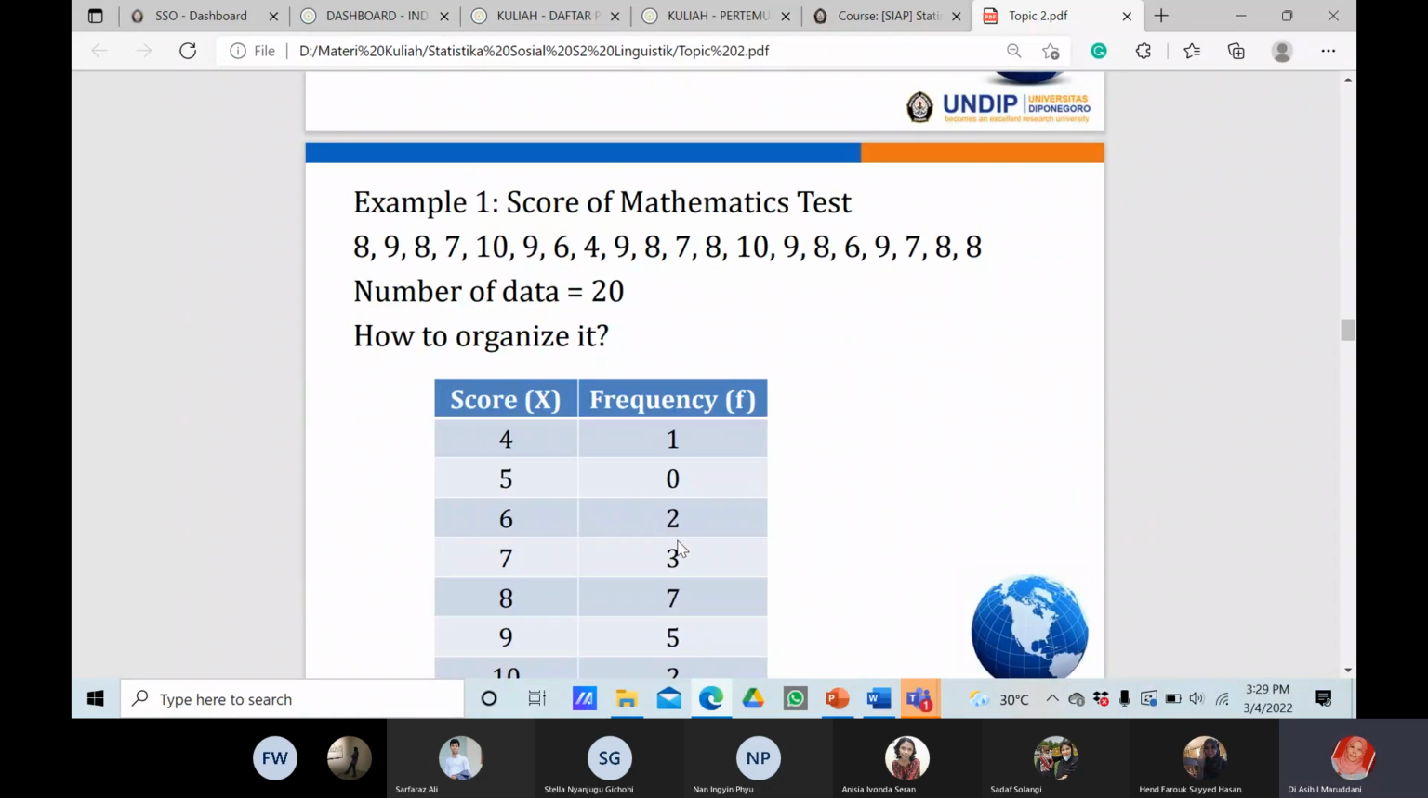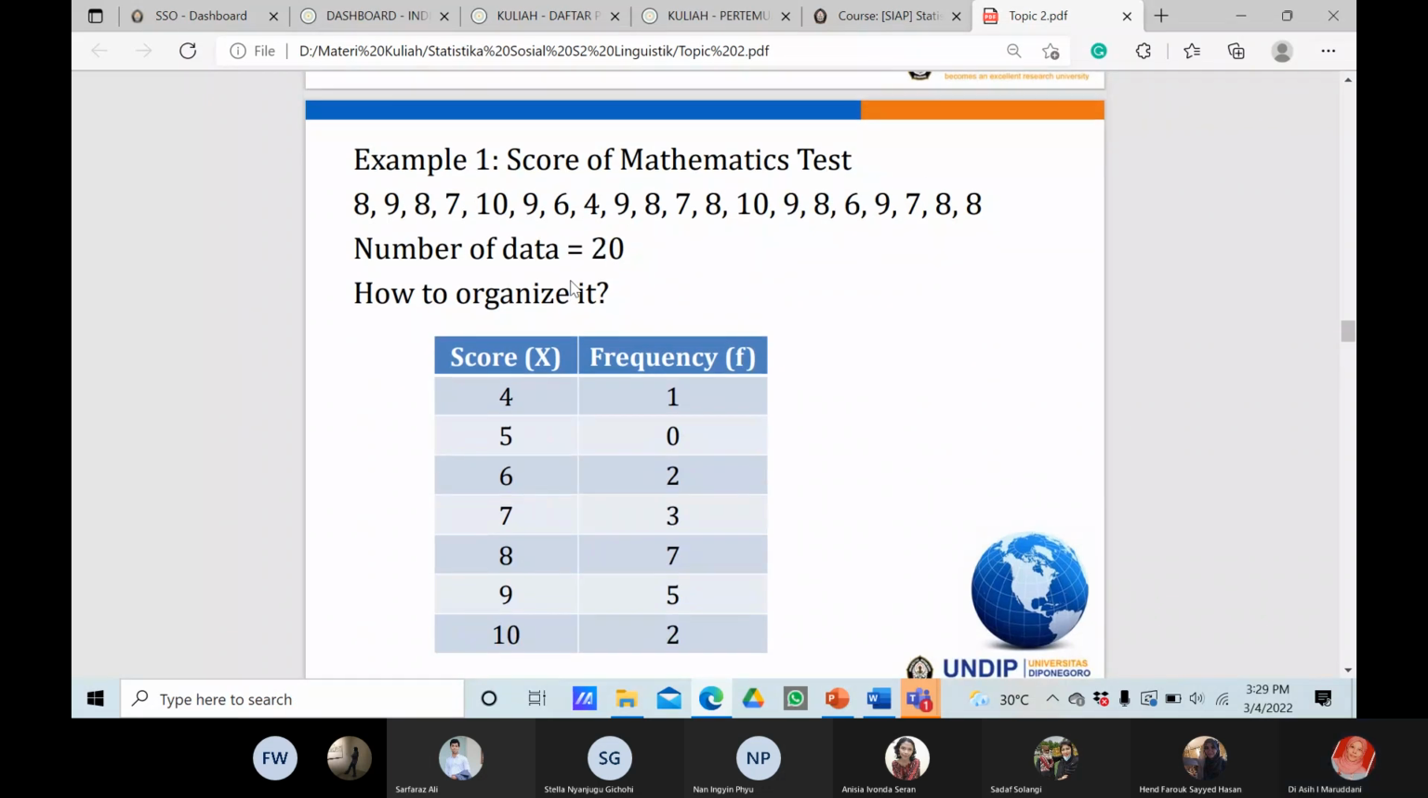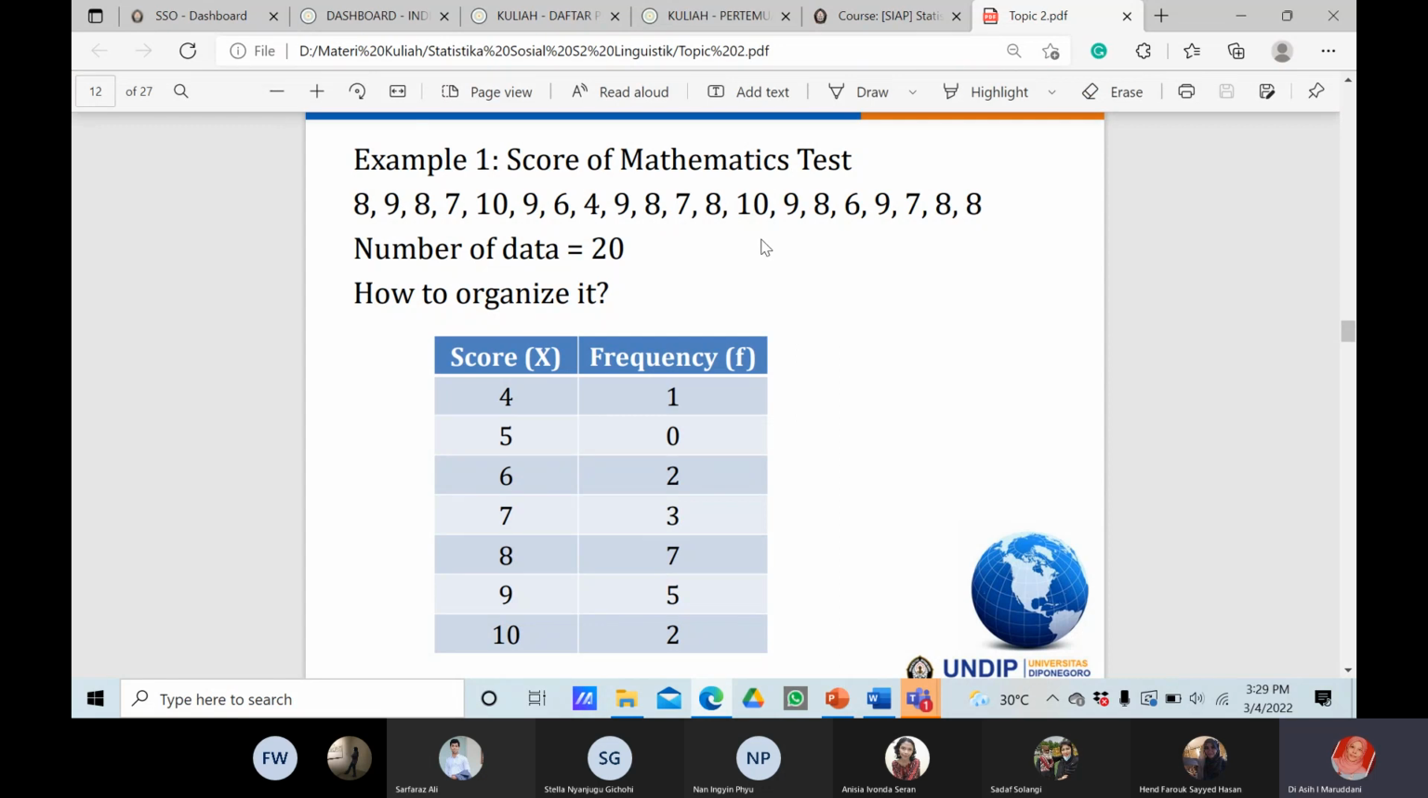Let's try with simple data. Well, I have in example 1 the mathematics scores from 20 students. The first student has 8 on the mathematics test. The second student got 9. The third got 8, and so on.